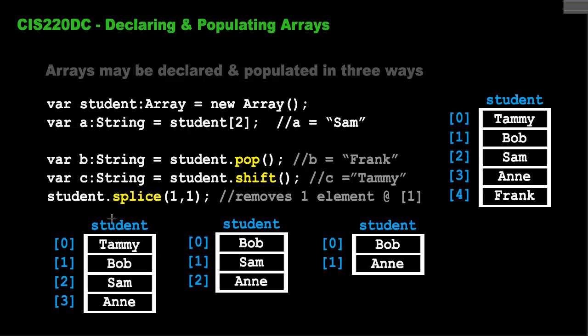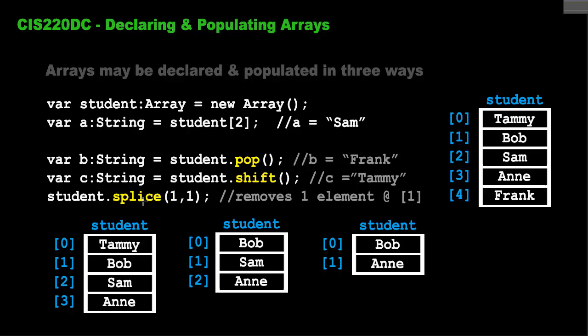So what I'm left with is this array down here in the bottom left, where I now have 4 items: Tammy, Bob, Sam, and Ann. We have the unshift method that allows us to add items at the top of an array. The shift method removes items at the top of an array. So in this case, student.shift would take the element Tammy out of my array at the very top, place it in variable C, and remove it from the array. So now I am left in this bottom middle view of Bob, Sam, and Ann.